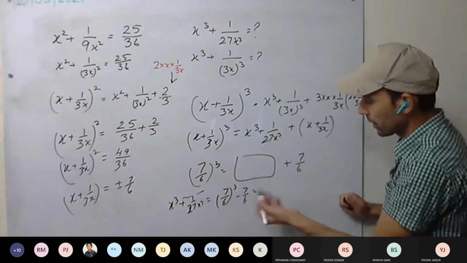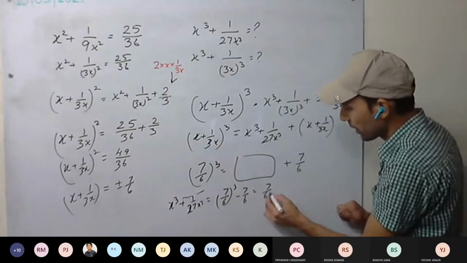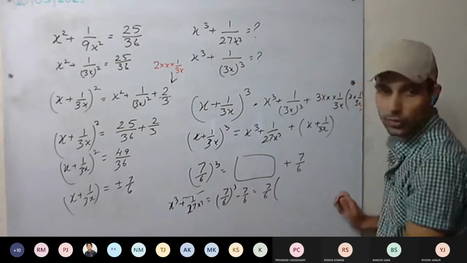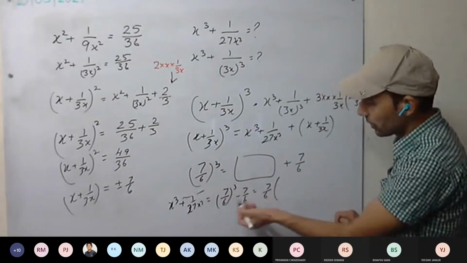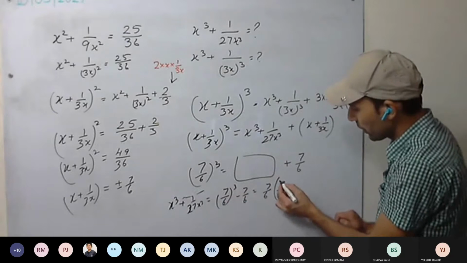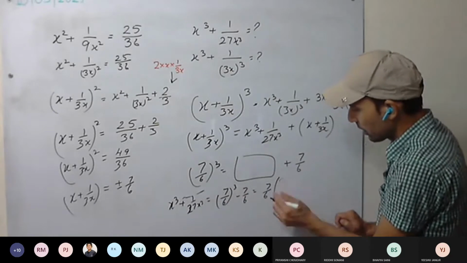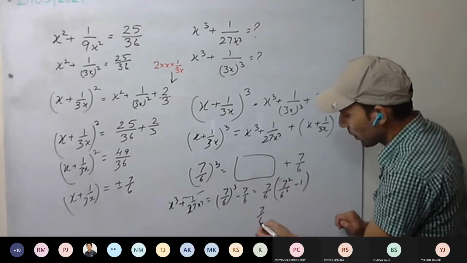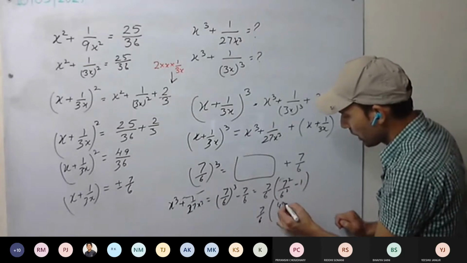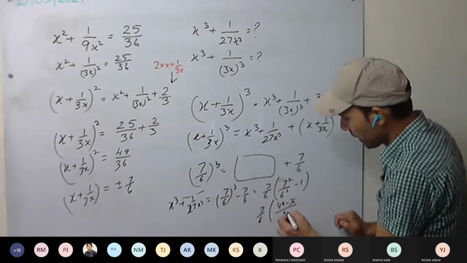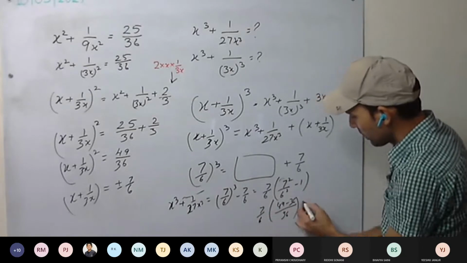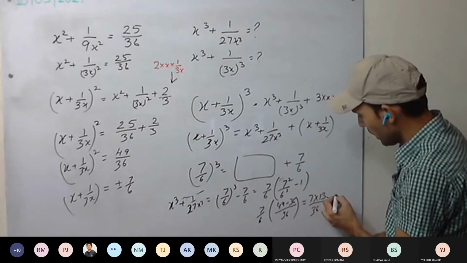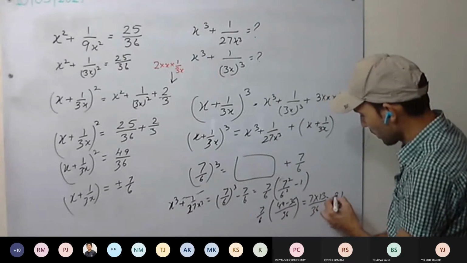Either you can take 7 upon 6 common, or you can take 343 upon 216. You can do it that way, or you can do it like this: 7 square is 49, so 7 upon 6 times (7 square upon 6 square minus 1), that is 7 upon 6 times (49 minus 36) divided by 36. So it will be 13, 7 into 13 divided by 36, it will be 91 upon 36.